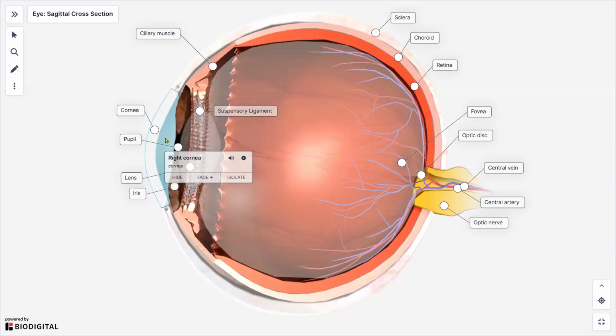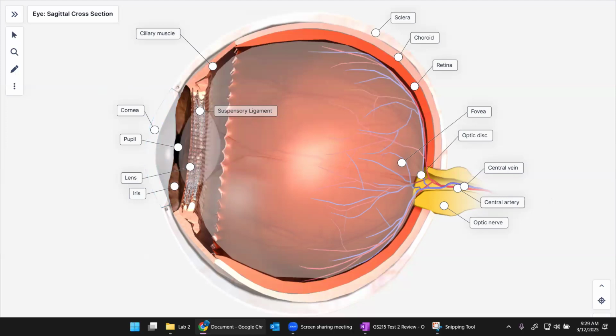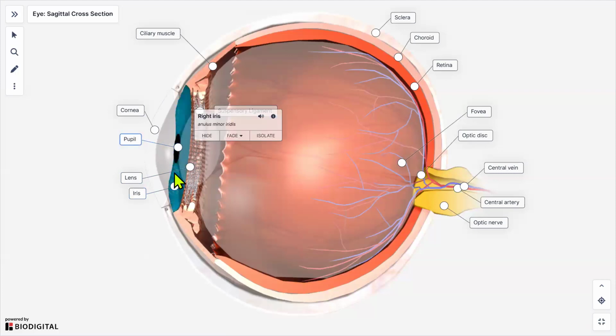After the cornea, the light is going to pass through the liquid in this portion. That is the aqueous humor. Maybe I'll type it in the chat box for you. Cornea first, and then aqueous humor. And then after the aqueous humor, it is going to go through the pupil. The pupil is the opening right here, controlled by the iris.